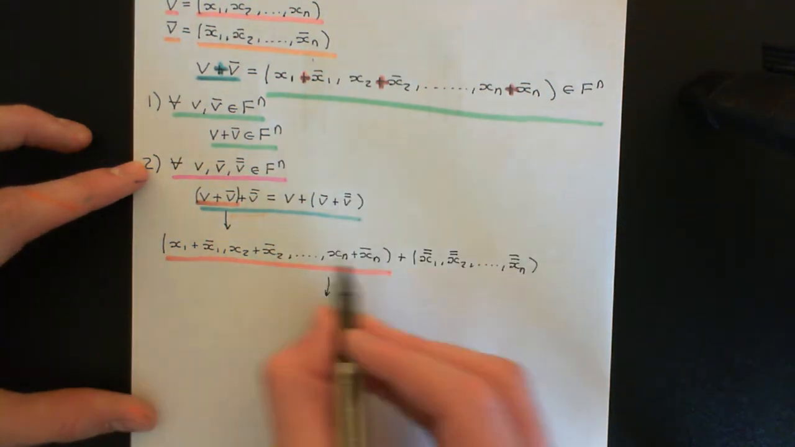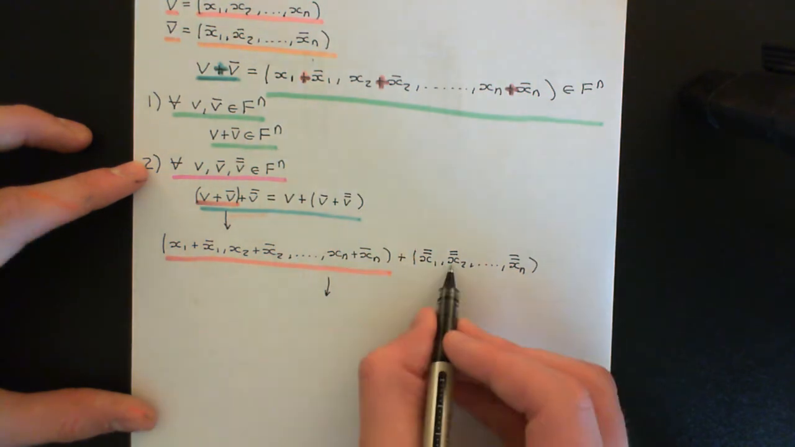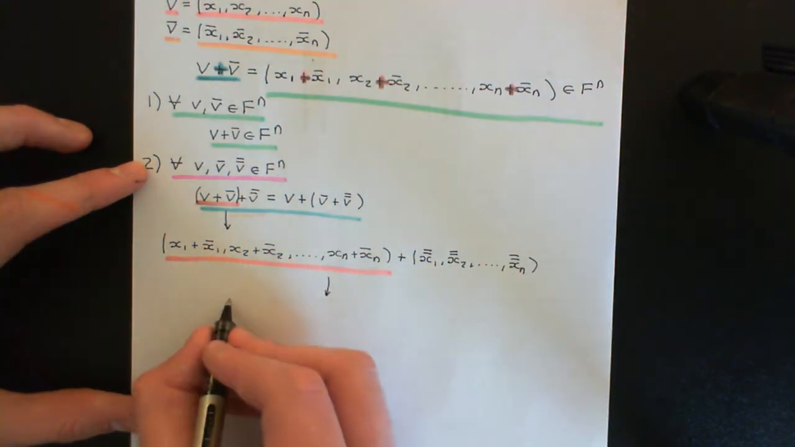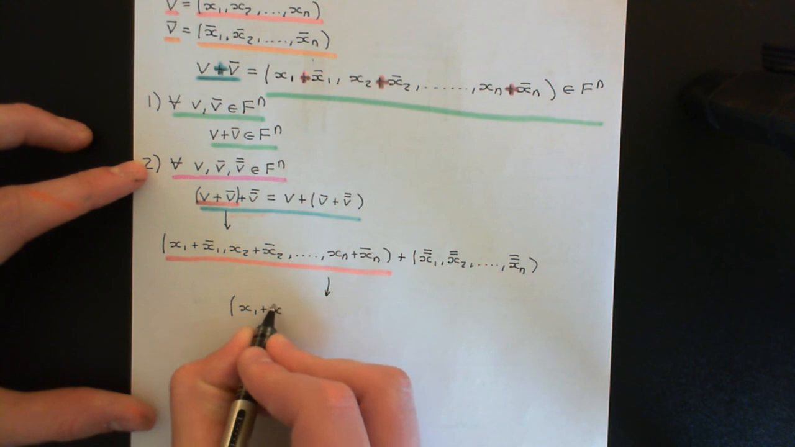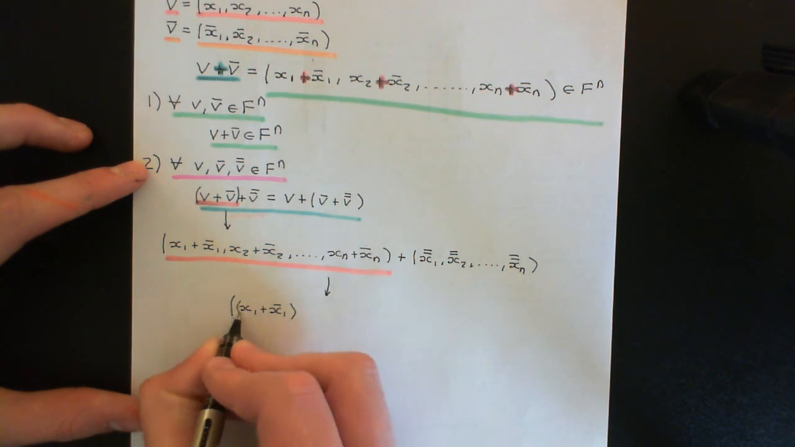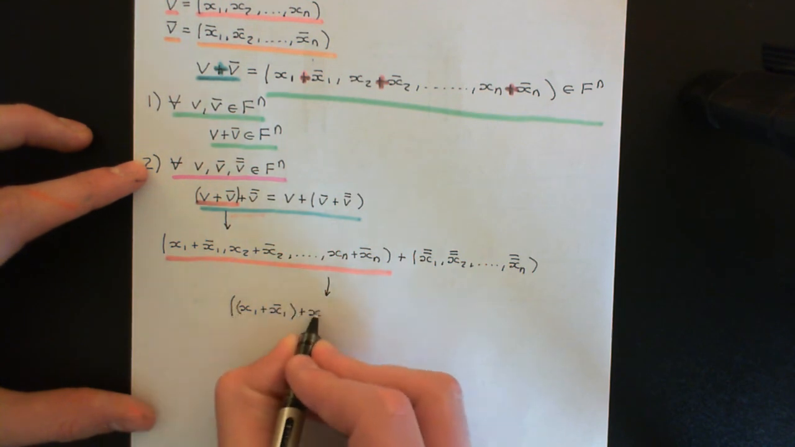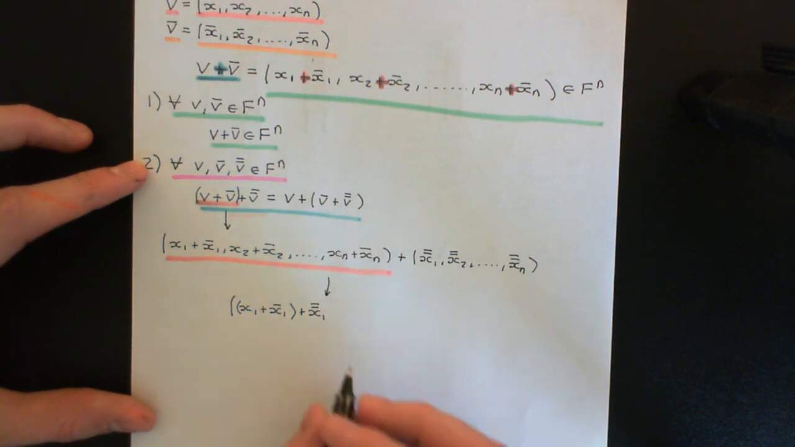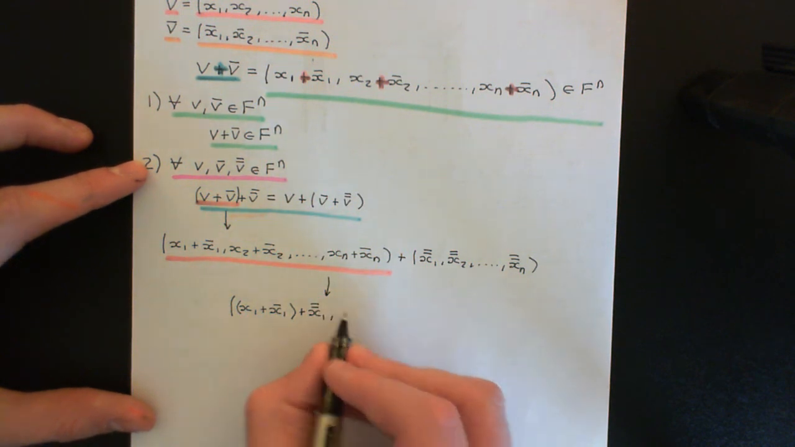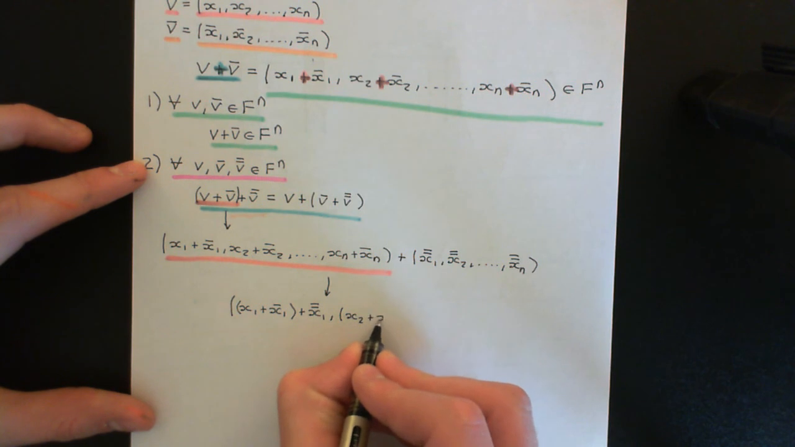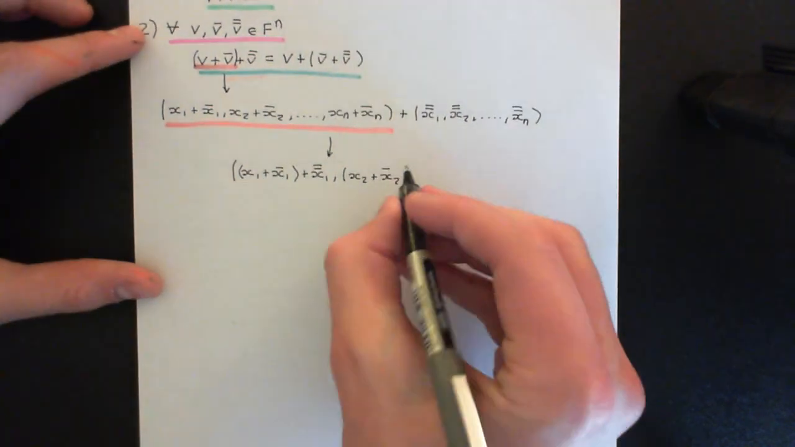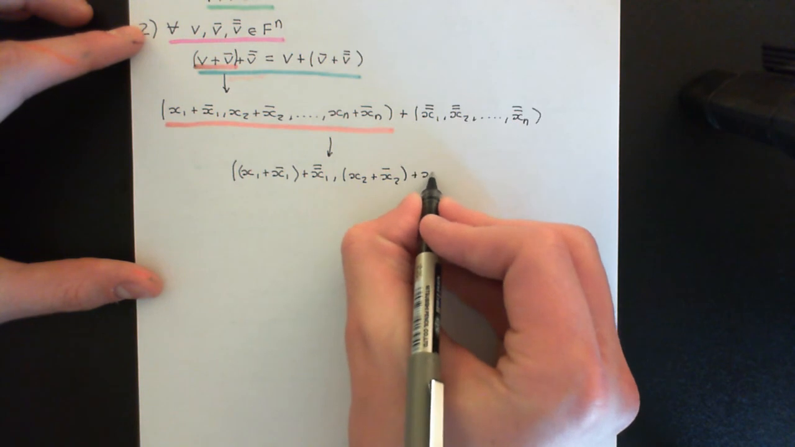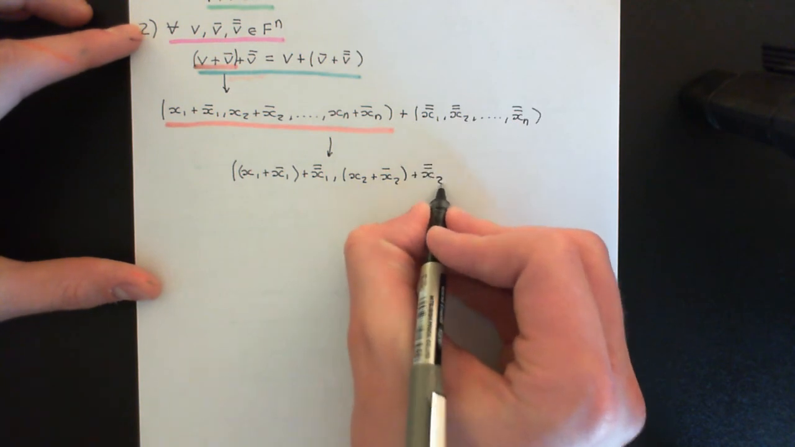So we'll add this component here to this component, this one to this one, and so on. What we'll end up with is x1 plus x1 bar, the answer to that plus x1 double bar. Then as our second component we'll get x2 plus x2 bar, plus x2 double bar.